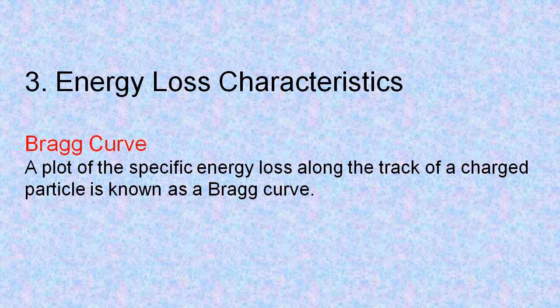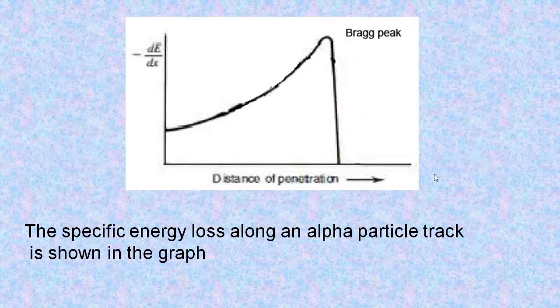A plot of the specific energy loss along the track of a charged particle is known as a Bragg curve. And the curve is like this. This is the distance of penetration, and this is the specific energy loss that you are writing as minus dE by dx. So here you can see that this is the shape of the curve.